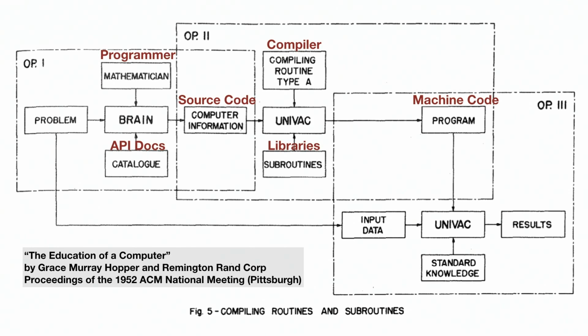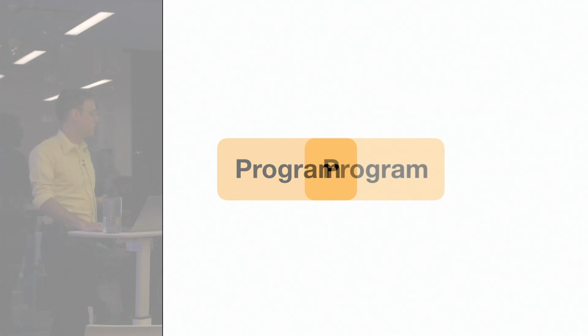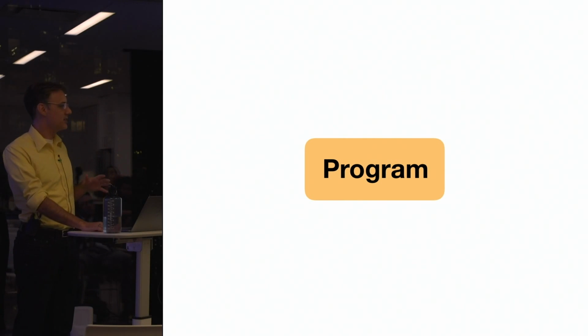She called them somewhat different things, but we can recognize these ideas. So what is a compiler? A compiler is a program. And of course, what is a program? Let's back up a little and get really abstract here.